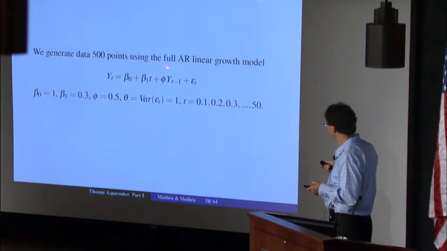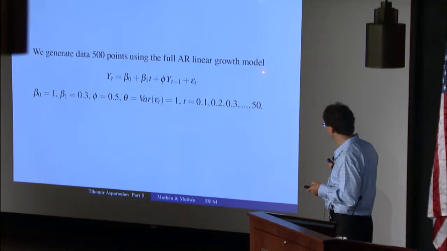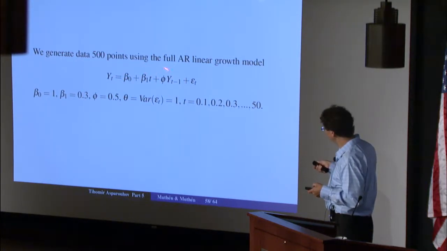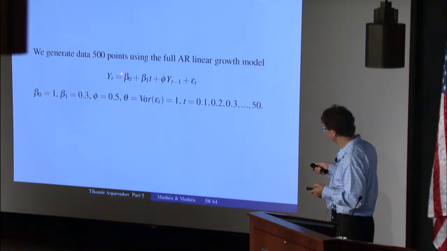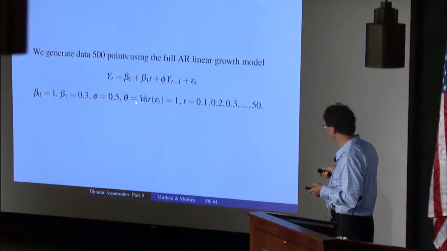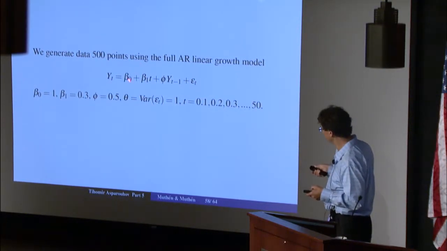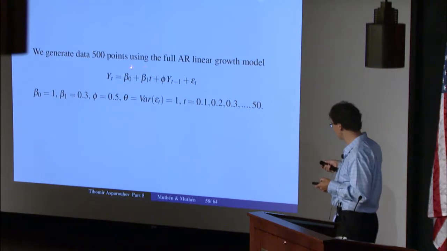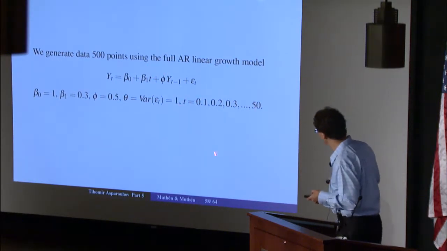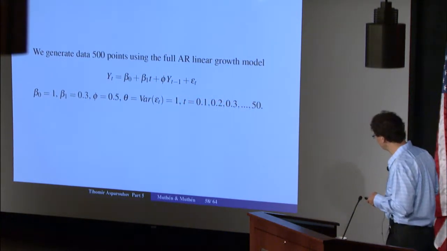So here is the linear growth model. We're going to generate 500 points using the full linear growth model, so the autoregressive equation here also includes the trend. And here are some parameters used for this simulation. I use time 0.1, 0.2, and so on, because with 500 points, if I used 1 to 500, then the beta coefficient would have to be really small.